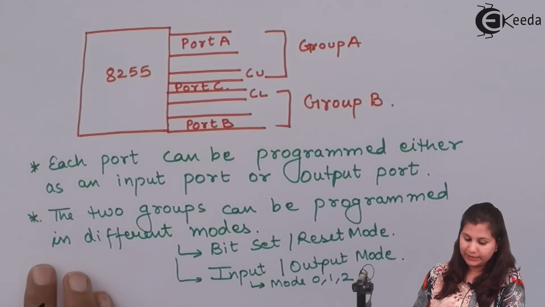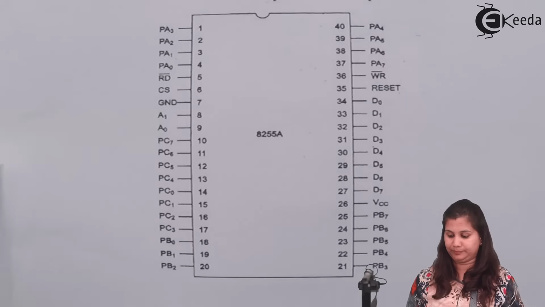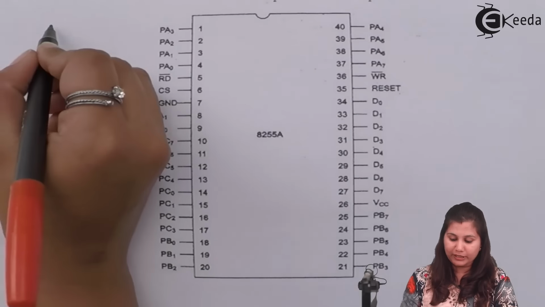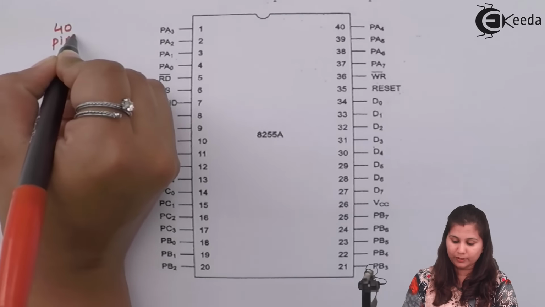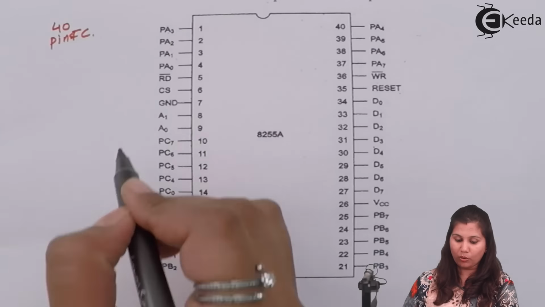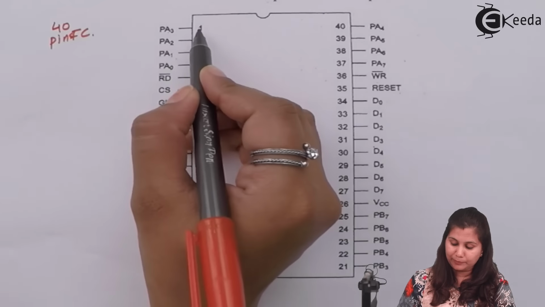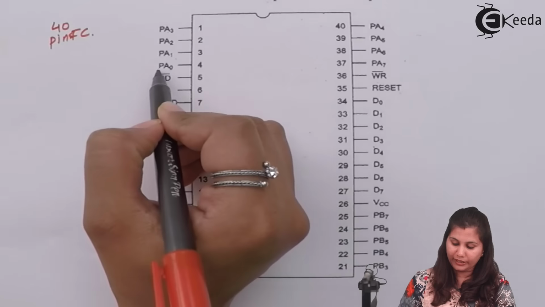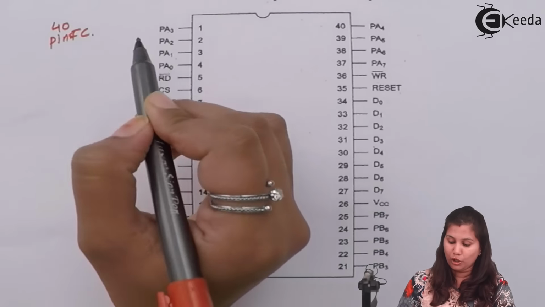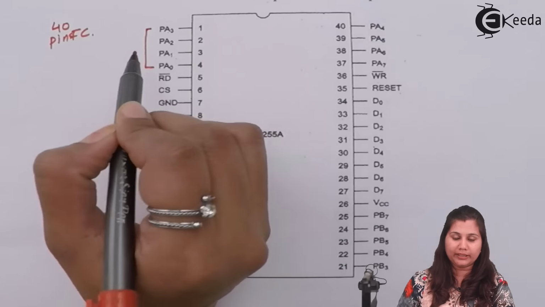Okay. So now let's come to the pin diagram of 8255. We have the diagram for the pin description, because it's a 40 pin IC. So these are the 40 pins, and all the pin names are written over here. Now you can see that pin number 1, 2, 3, 4 are denoted as PA3, PA2, PA1 and PA0. So these are the 4 lines of the port A.